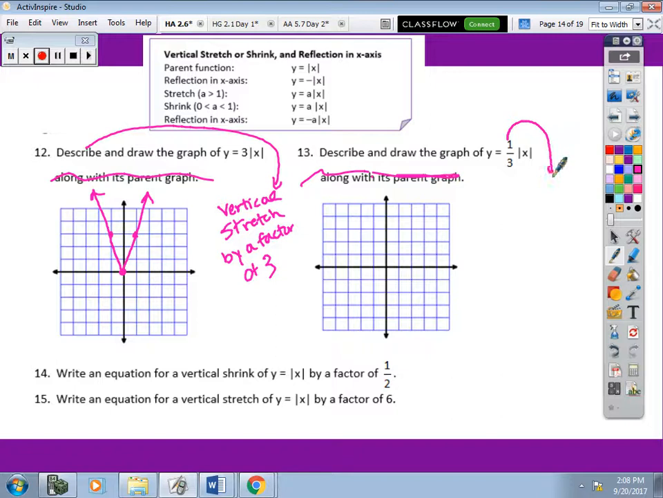The next one, you can see that 1/3 is between 0 and 1, so it's shrinking it vertically. This is a vertical shrink. And you can just say of 1/3 or by a factor of 1/3. And again, that's because it's taking all of the y values and reducing them by a factor of 1/3. So to graph this, we would plot, see if you shifted at all, which we don't, then do our slope, which will be up 1 and over 3.